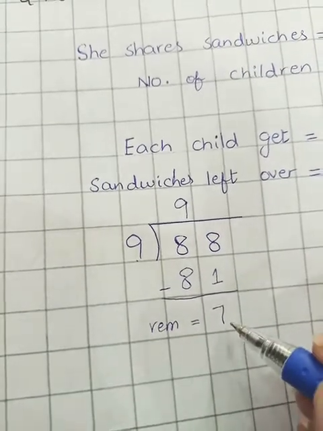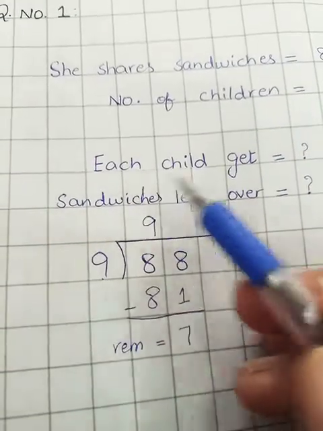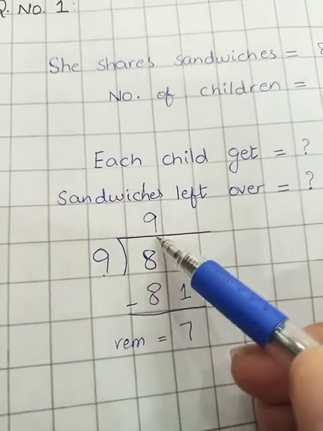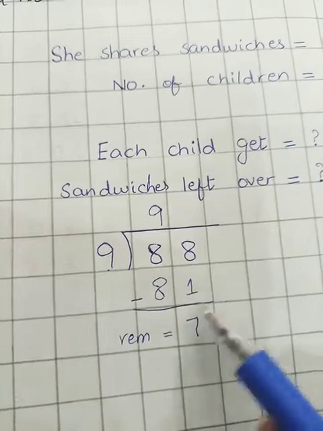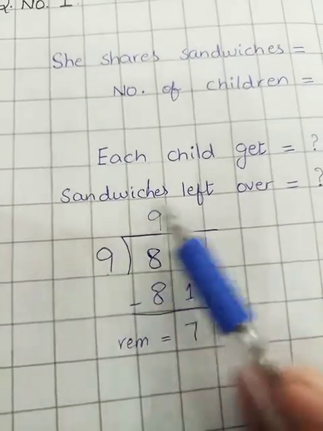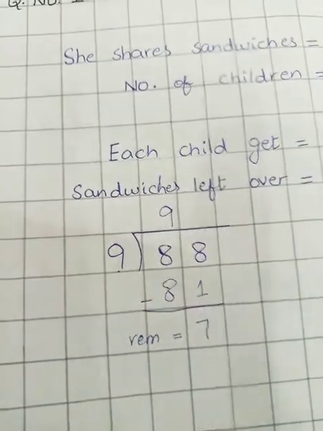This one is my remainder. And now let's come to our question, that was, each child get? So students, each child will get 9 sandwiches, that is our quotient, and sandwiches left over are 7. So students, we have solved it. Our remainder is the answer of this part and our quotient is the answer of this part.